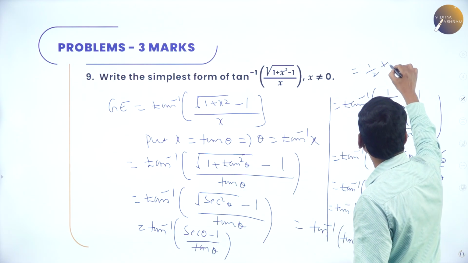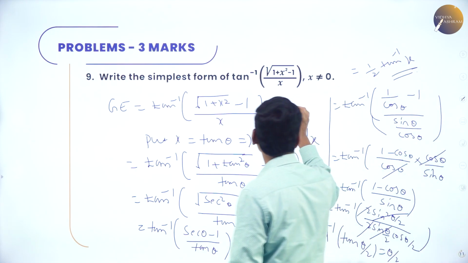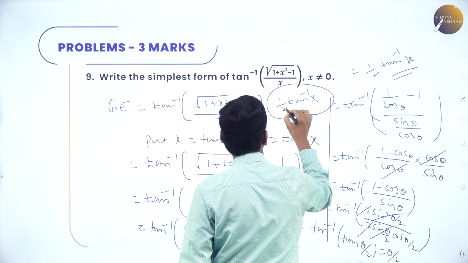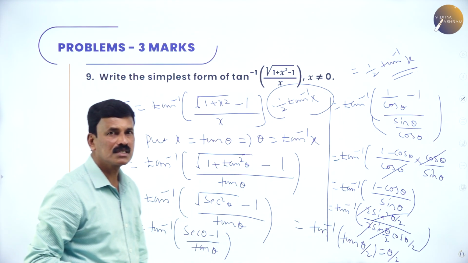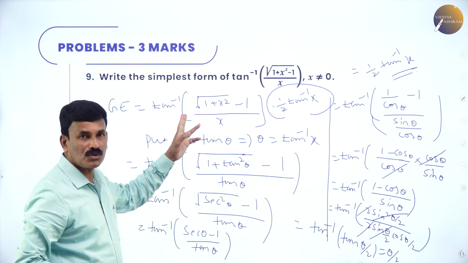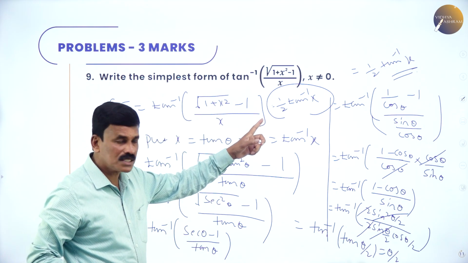So the answer is theta by 2, that is, half of tan inverse x is the simplest form. That's it. Hope you followed. See, very simple. Here the problem is like this. The root is only for 1 plus x square. So tan inverse of root of 1 plus x square minus 1, divided by x.